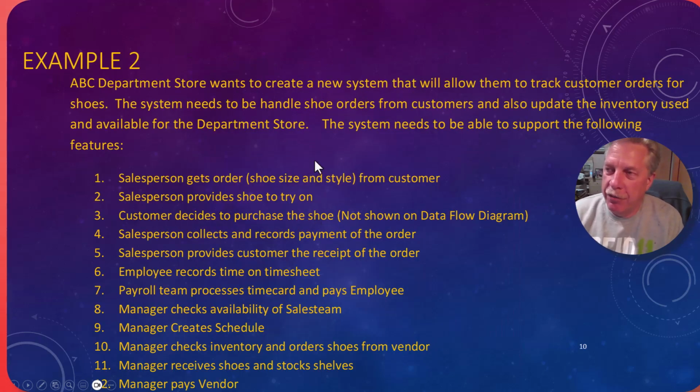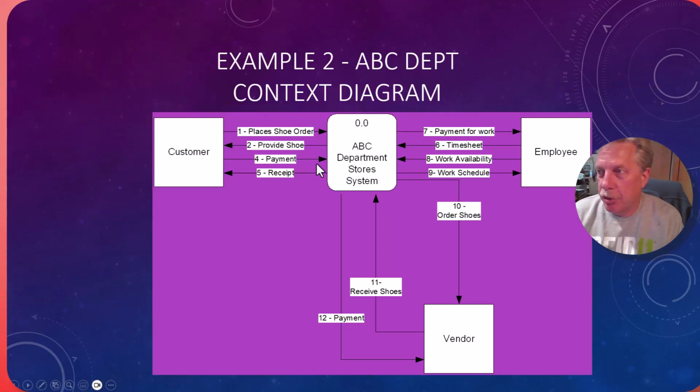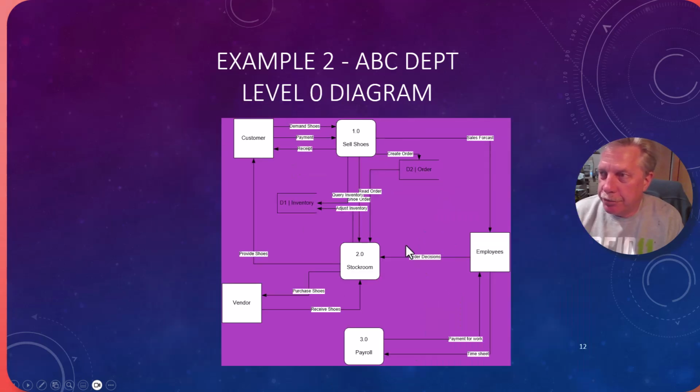Example 2, which we covered in our first video. Again, these are the 12 different steps or actions and data that's flowing through our system, which is the ABC department store. Again, we have our high-level context diagram with 3 entities, employee, vendor, and customer, and then our overall system and our 12 different actions. We get our level 0 diagram where we have 3 steps. We sell the goods, we have our stock room, and then we have payroll. And again, we have our external entities, customer, vendor, and employees. We have a data store here for inventory and another data store for our order entry system.